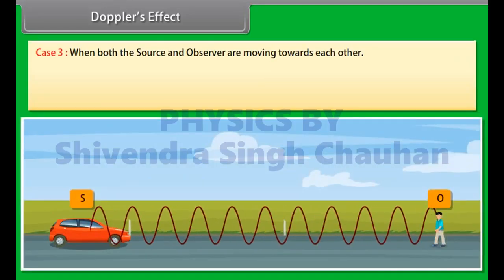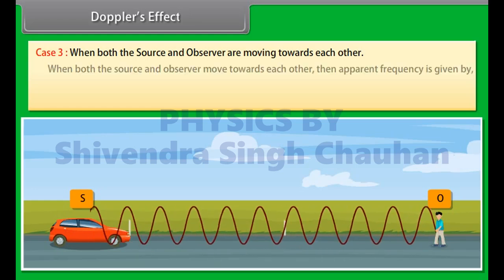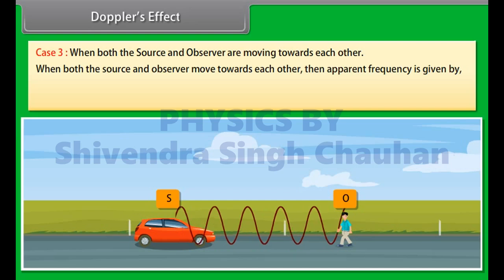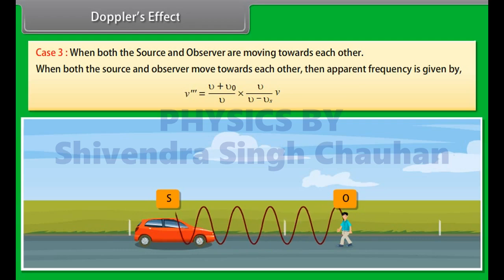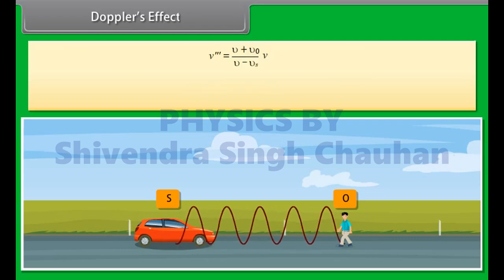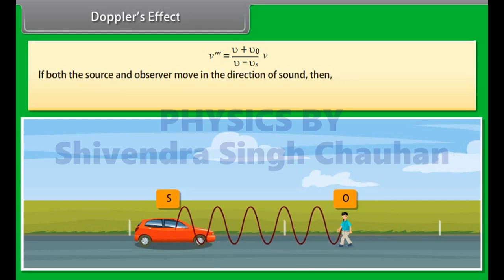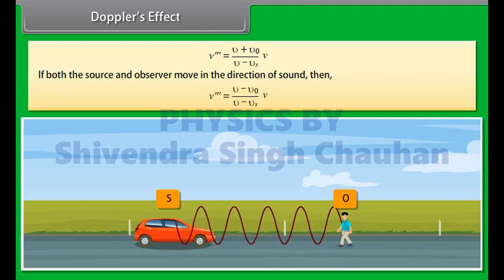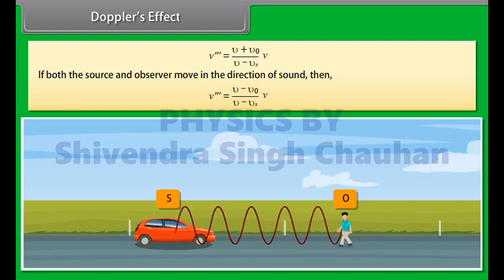Case 3. When both the source and the observer are moving towards each other, then the apparent frequency is given by nu triple dash is equal to v plus v naught upon v minus vs multiplied by nu. If both the source and observer move in the direction of sound, then nu triple dash is equal to v minus v naught upon v minus vs multiplied by nu.